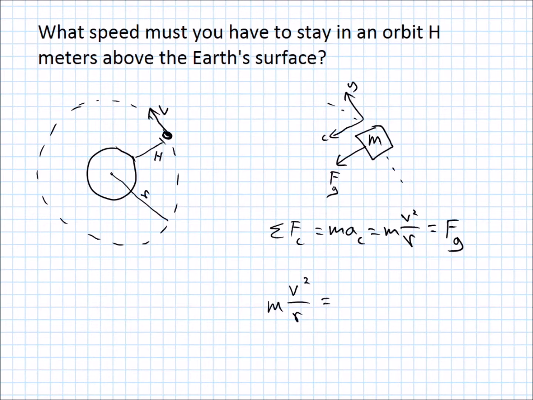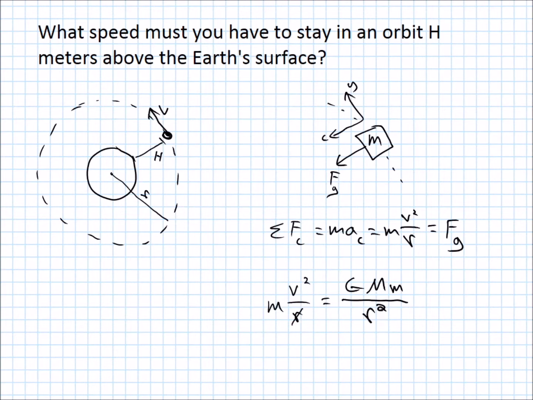Now, the force of gravity is not going to be simply mg. That only works at around the surface of the Earth. When we're this far away in orbit, we need to use Newton's law of gravitation. G, mass of the planet, mass of the satellite, over the distance between their centers squared. So looking at this, this r and this r, that's the same.